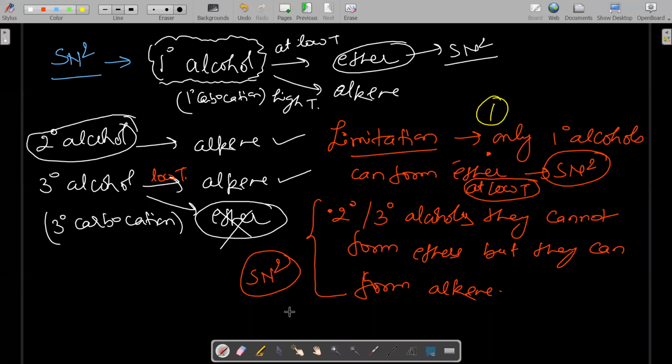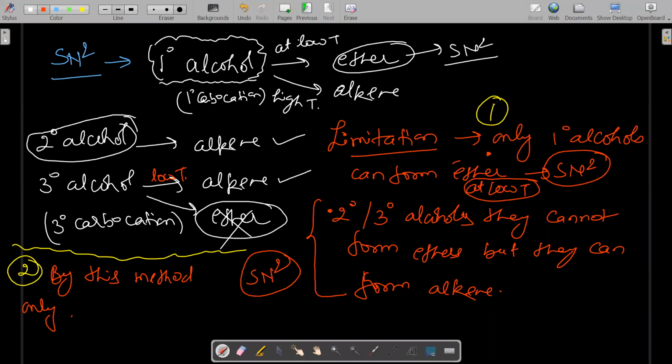And the second limitation is that by this method, meaning the dehydration of alcohol method, only symmetrical ether can be formed. Why can only symmetrical ether be formed?